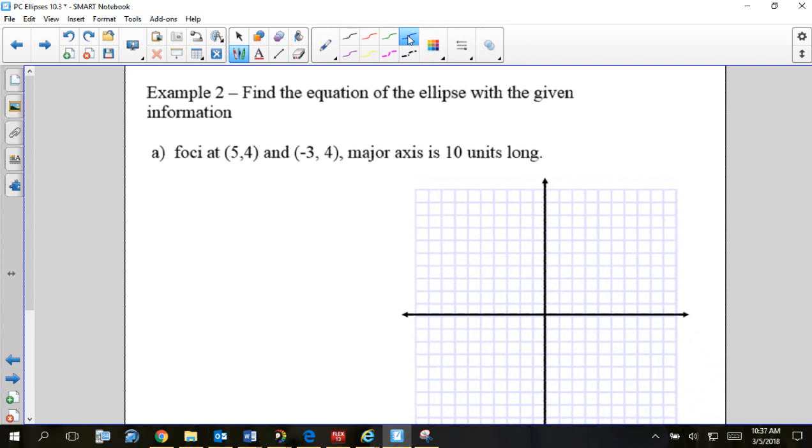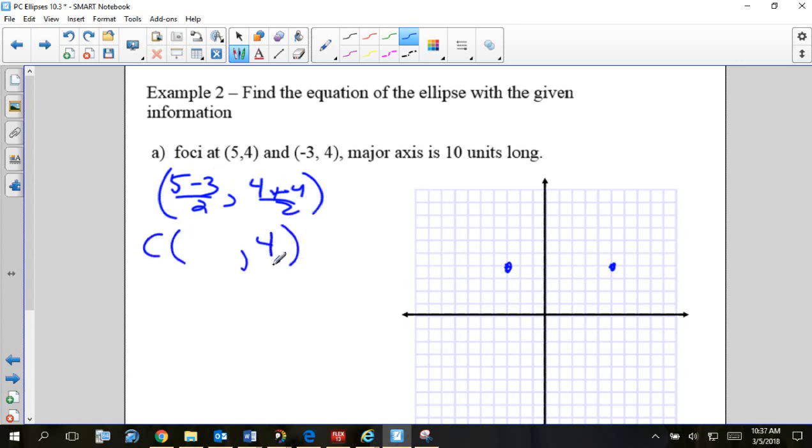Okay, so the foci at (5, 4) and (-3, 4). As soon as I see that, I can find some information. What do you think we could find? The center. To find the center is just the midpoint formula. It's right in between those. You could use the midpoint formula, or you could look on the graph and count. Remember, the midpoint is just averaging. Both of the y's are 4, so the y value of the center is 4. You just have to find the x value, which is 1. Then you look at your graph and you're like, yep, that's right in between. That looks right.